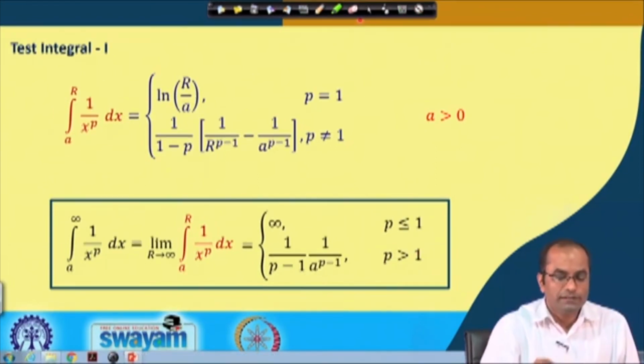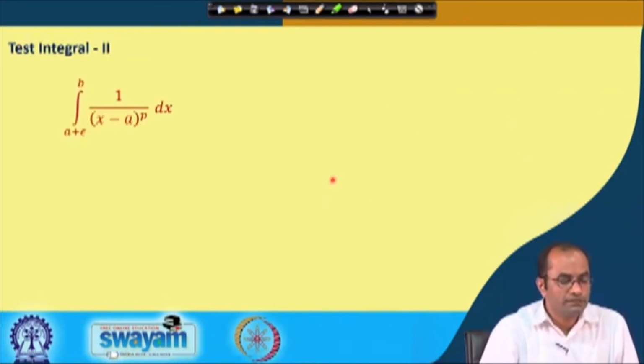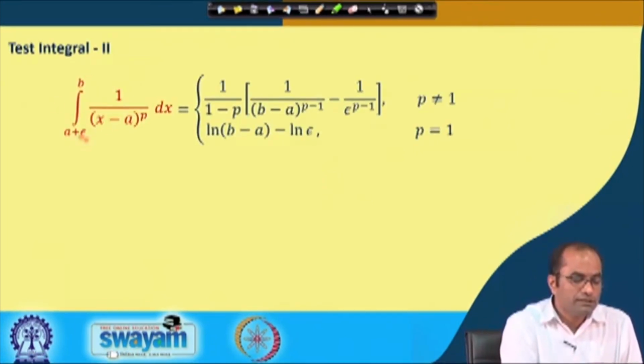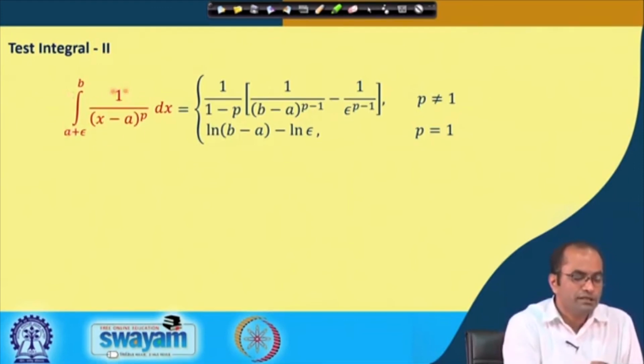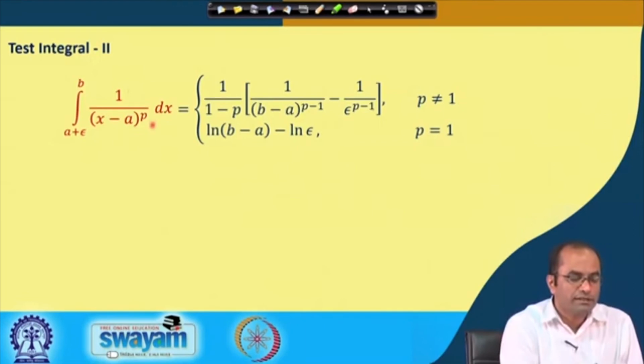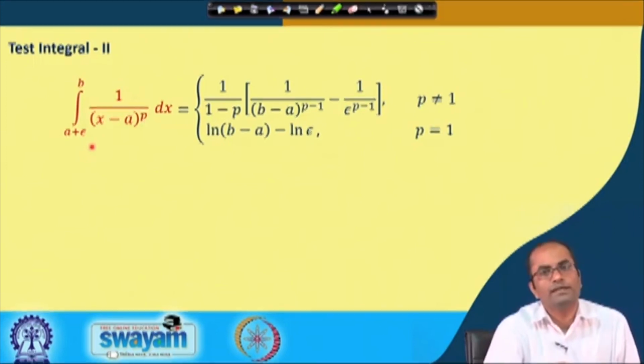We have one more integral which will be used as a test integral. This is called test integral 2, and in this case we consider this integral from a plus epsilon to b. Here, as x approaches a, this is becoming infinite, so it is unbounded. So, we have this second kind integral. We will evaluate this from a plus epsilon to b, and again the same idea: we have 1 over (x minus a) power p, which we can integrate. So, there will be two cases again.